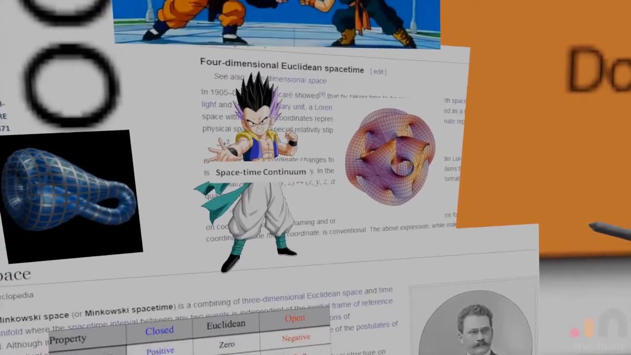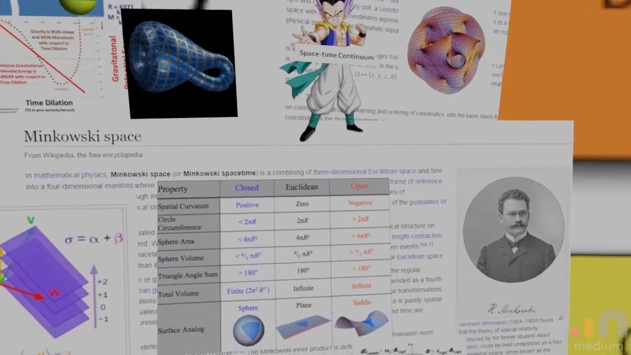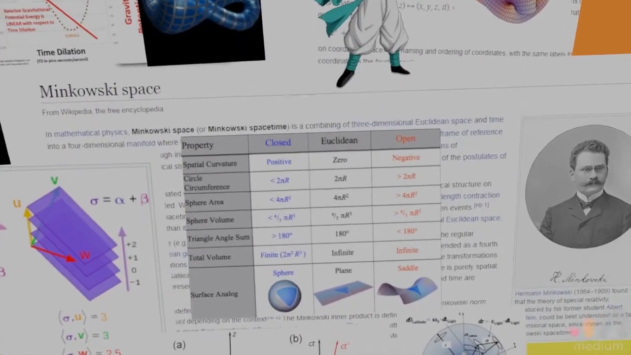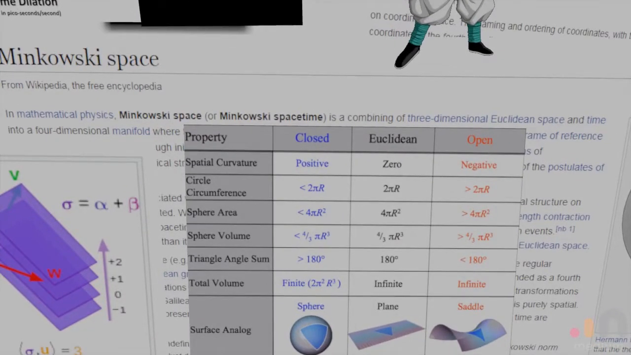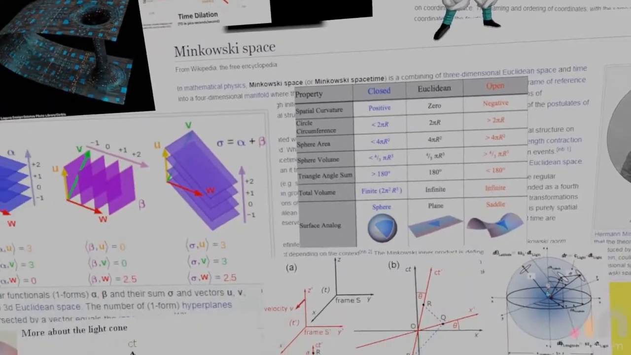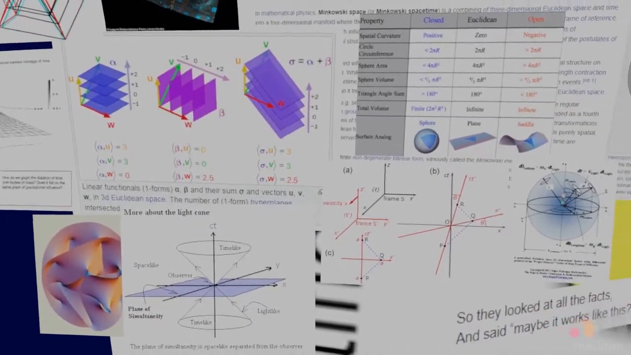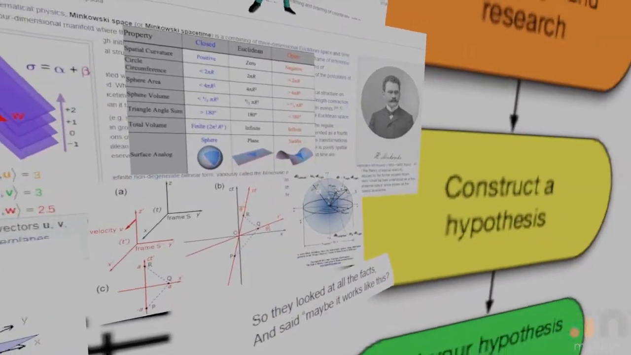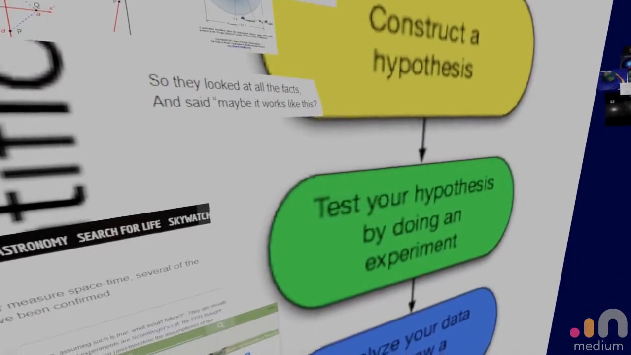And so Einstein and Minkowski here, they worked together, and they came up with the idea of combining the two, and they did this mathematically, so you know it's accurate. Minkowski spacetime is a combining of three-dimensional Euclidean space and time into a fourth-dimensional manifold. So they came up with that idea, which is very cool. Here's kind of what it looks like. Very mathematical, very complicated.